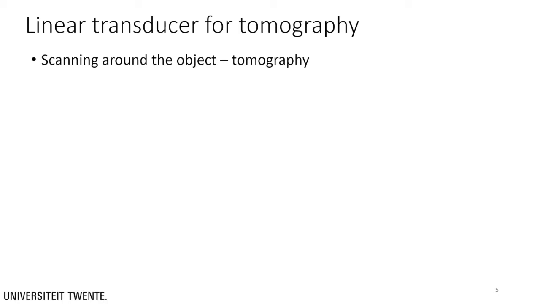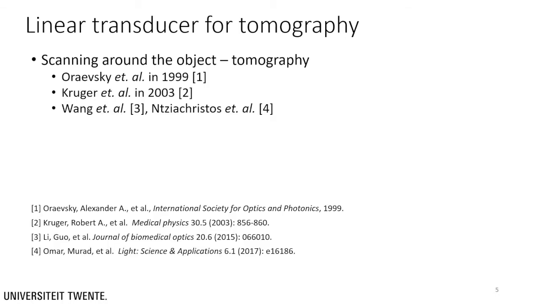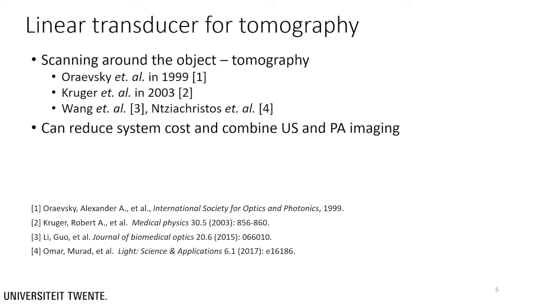Linear transducers were one of the first choices for tomographic imaging in photoacoustics. Already a long time ago, Oraevsky demonstrated tomographic photoacoustic imaging with a linear array scanning around a sample. This was further explored by Kruger by combining both ultrasound and photoacoustic tomographic imaging. Other groups, including Lihong Wang's and Tia Christos's, also use tomographic imaging using a linear array. Linear transducers have a higher yield and are low cost compared to custom developed transducers. In addition, they are easy to integrate with the system for combined ultrasound and photoacoustic imaging.